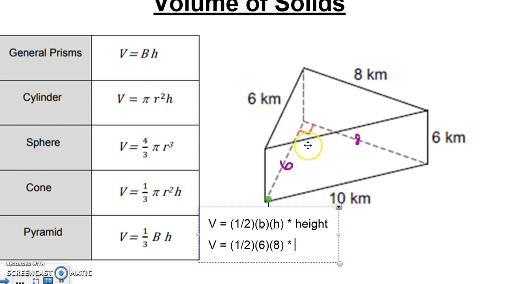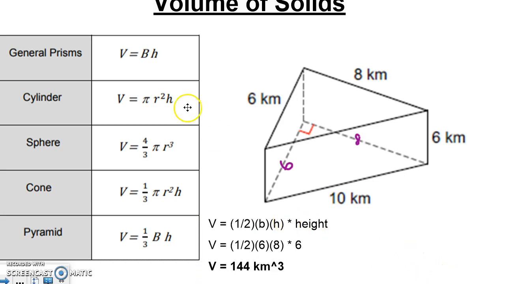And so that's just finding the area of the base. Now we have to plug in the height of this actual prism. So up and down, this shape is 6 kilometers high. And in a calculator, you're going to do 1/2 times 6 times 8 times 6, and you get that this volume is 144 cubic kilometers, and that is your answer.